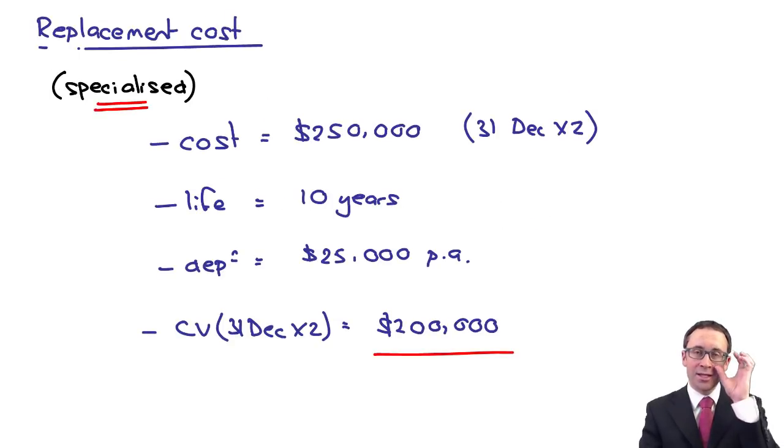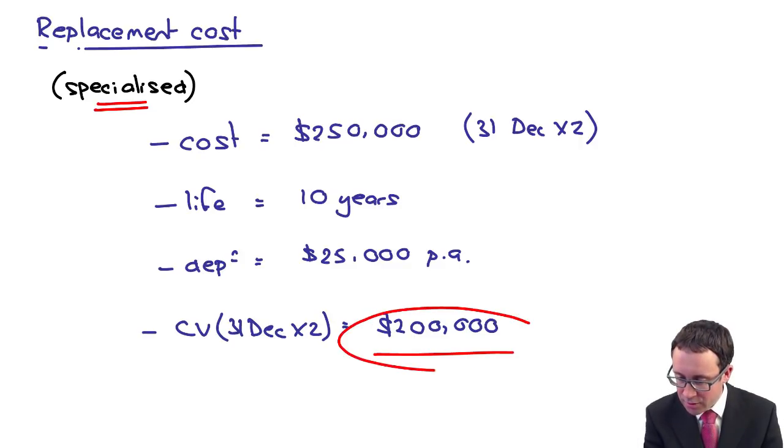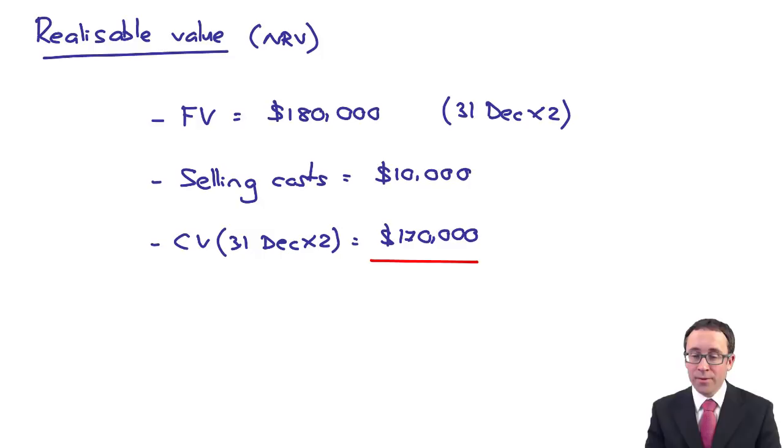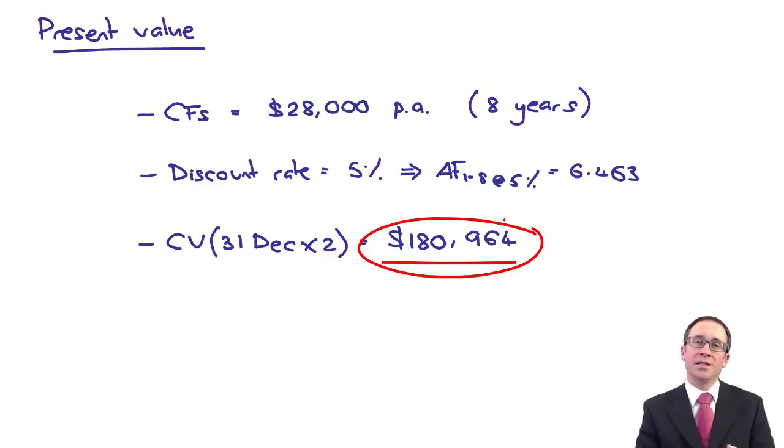If the asset was specialised in nature, then there would be no fair value that would exist. It would be very difficult to find it because the asset is so specialised, only you can use it, so no one would be willing to pay to buy it from you. So you look at your depreciated replacement cost, which gives you 200,000. Your realisable value takes that fair value and deducts the cost to sell, which gives you the carrying value of 170. And then you've got your present value that takes the cash flows, looks at how many years you have left to use this asset and discounts them back at an appropriate discount rate.